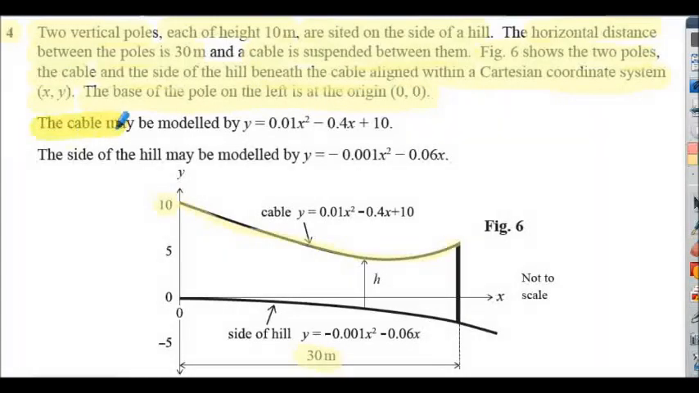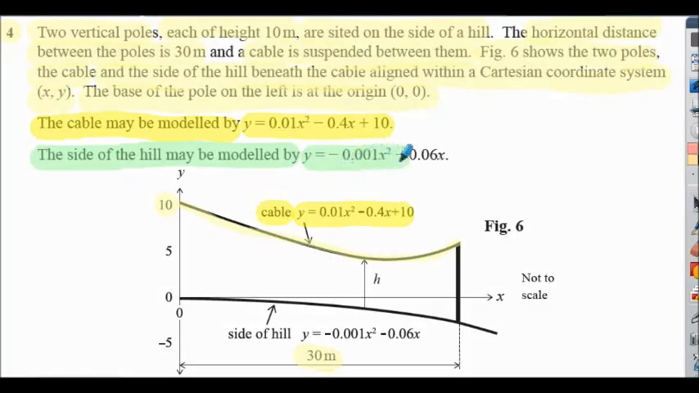So the cable may be modelled by the equation y is equal to 0.01x squared minus 0.4x plus 10. This is the cable and the cable equation. And the side of the hill may be modelled by the equation y is equal to negative 0.001x squared minus 0.06x. Here's the side of the hill and the equation. Side of the hill is this curve here. So that's the scenario we're given.